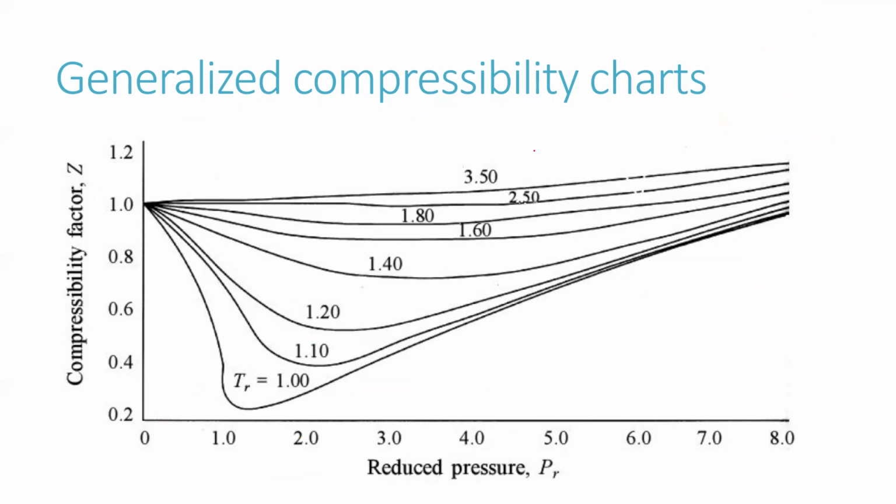In a normal compressibility chart, we have Z versus P, so it's different for different gases. But for a generalized compressibility chart, we plot it versus reduced pressure, so it is the same for all gases. Its behavior changes with temperature, as you can see. So we can simply calculate the reduced temperature and reduced pressure, and we can refer to this chart.